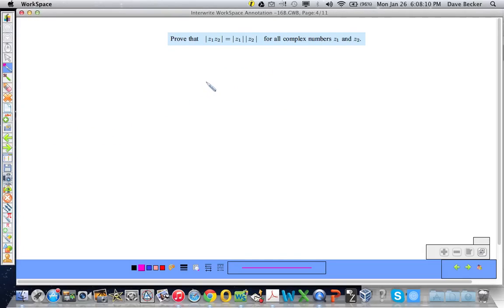Okay. Now we are going to prove that mod of z1 z2 equals mod z1 times mod z2 for all complex numbers z1 and z2. So we are going to let z1 equal a plus bi, and z2 equal c plus di. Let's do z1 z2 first. That means z1 z2 is going to equal a plus bi times c plus di.